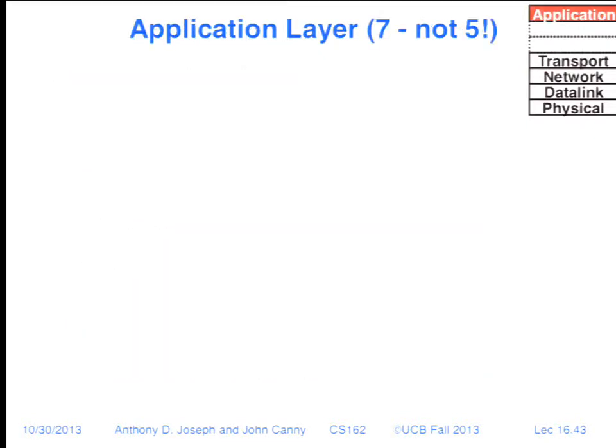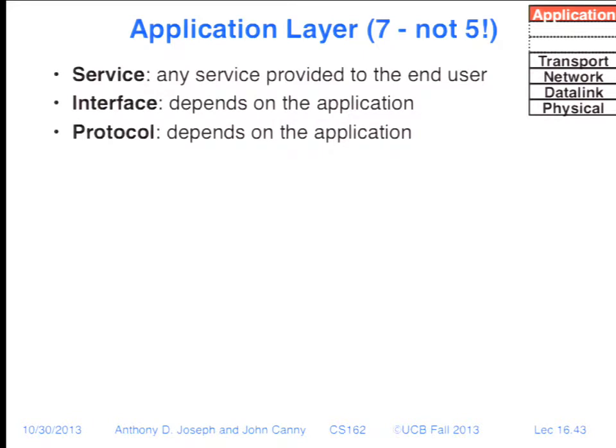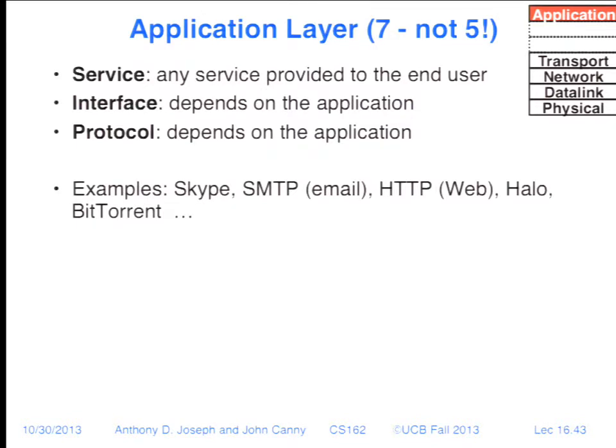All right. So at the highest level, in OSI numbering, this would be level 7. In TCP/IP, it's the fifth level, the top level. It's a service layer where services that are actually directly used by end users are exposed. There's a very wide variety of interfaces associated with the application layer. Similarly, protocols are quite diverse. They range all the way from real-time communication used by Skype, to asynchronous, relatively slow, store and forward communication for email, web services, and custom protocols in Halo and BitTorrent and so on.